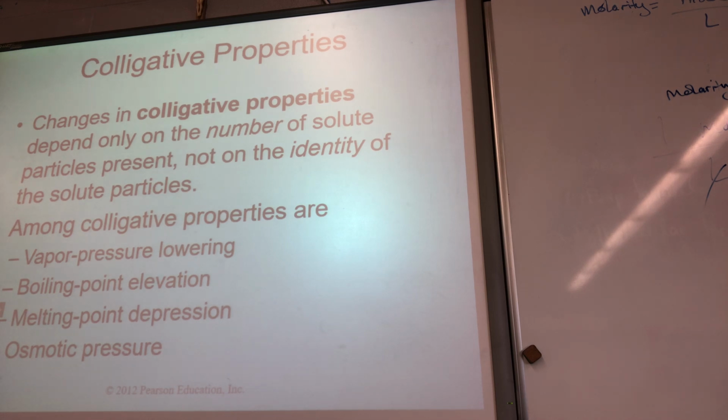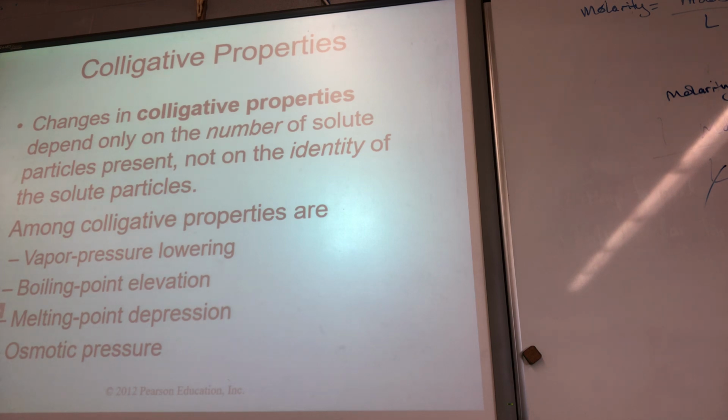Colligative properties are going to depend on solute particles present in number, not identity. So the amount of the solute I put in my solution is the thing we're going to study, and we're going to call that a colligative property. There are quite a few colligative properties. There's a few listed. One that we're going to study is freezing point depression.